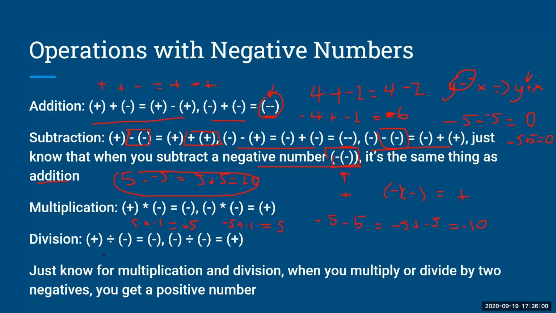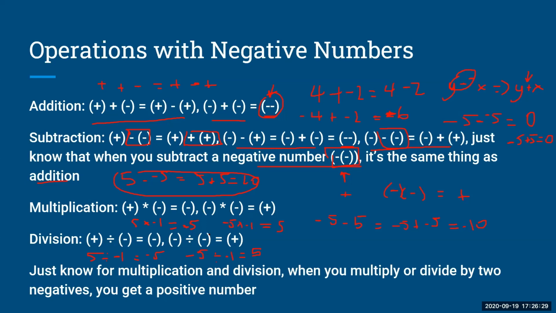Same thing for division. If you divide a positive number by a negative number, you will get a negative quotient. So 5 divided by -1 is -5. If you divide a negative number by another negative number, you get a positive quotient. So -5 divided by -1 equals positive 5. And that makes sense because -5 times -1 equals 5, and 5 times -1 equals -5.